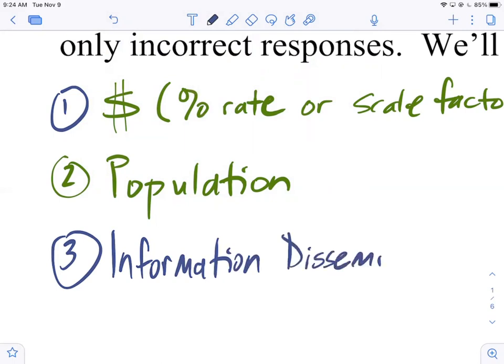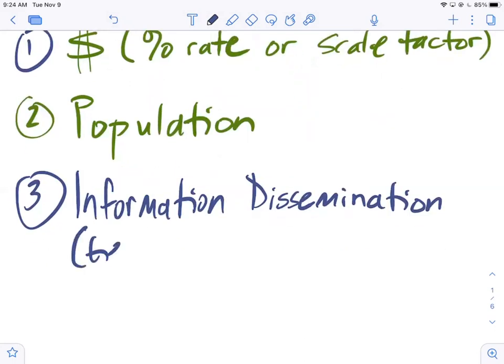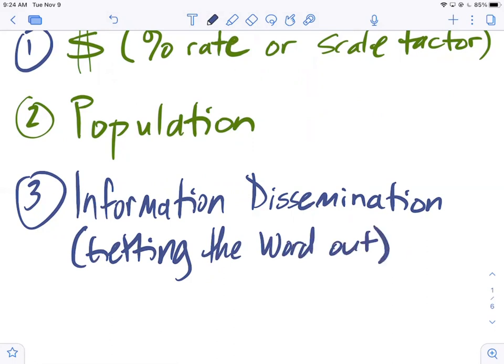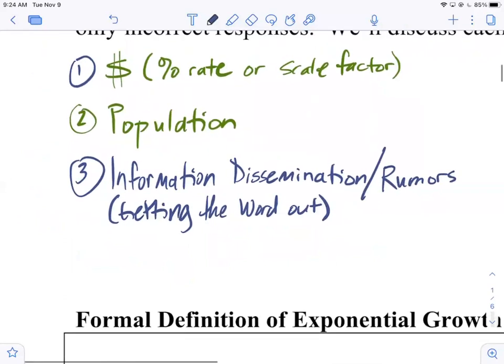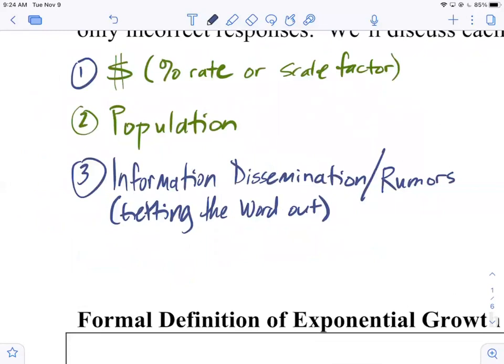Information dissemination. What the heck does that mean? That means getting the word out. And it's because it's transmitted the same way from people to people. Okay. You can also call that, and this will kind of make you think twice, rumors. Think of how rumors spread exponentially. The more people that know about it, the more people that are gonna know about it.